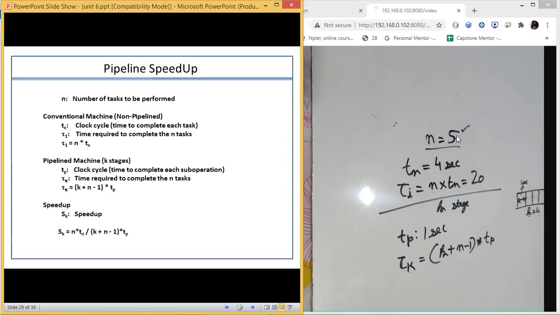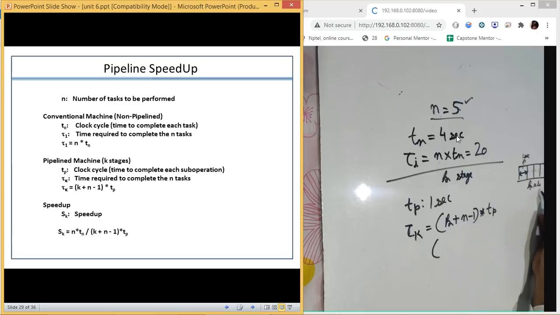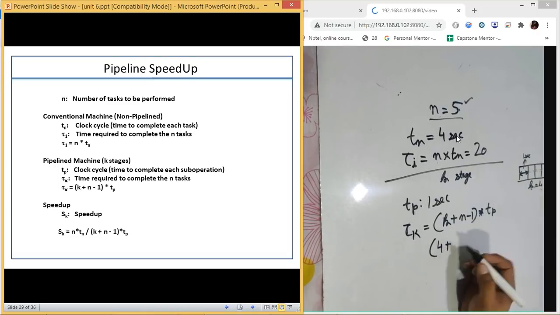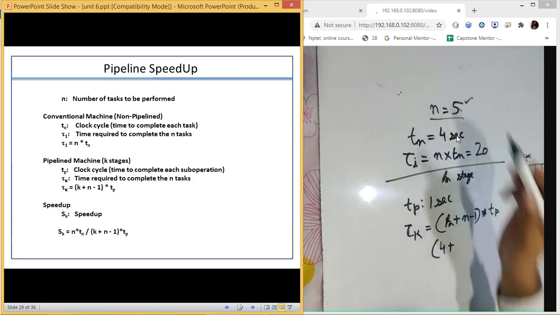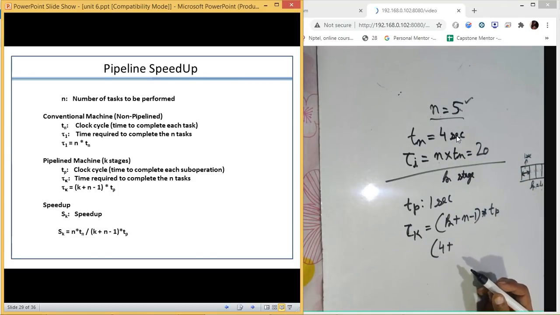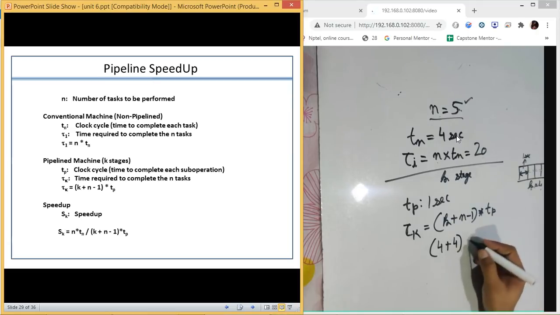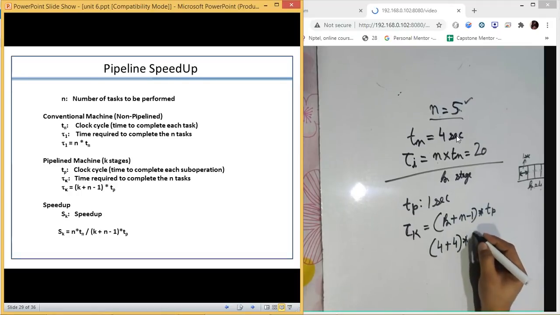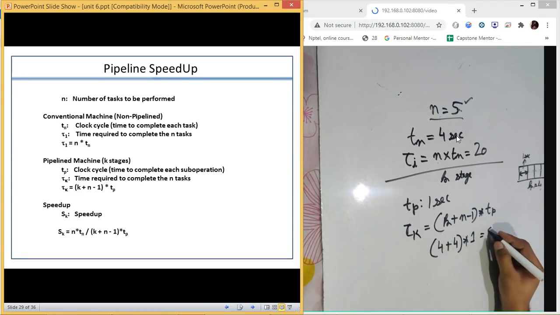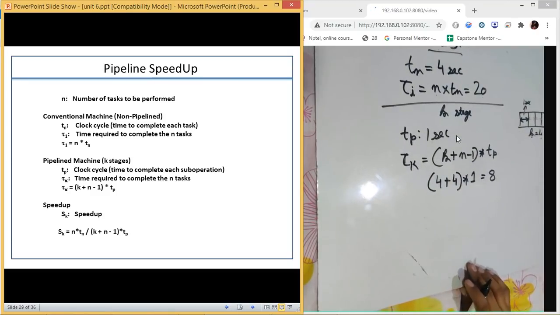So let us see what we get. In this case, k is equal to 4. So 4 plus n minus 1, that is 4, into the time it takes to execute a single instruction, which is 1. So according to this, it should take 8 seconds. Now let us try and find out whether it is 8 or not.